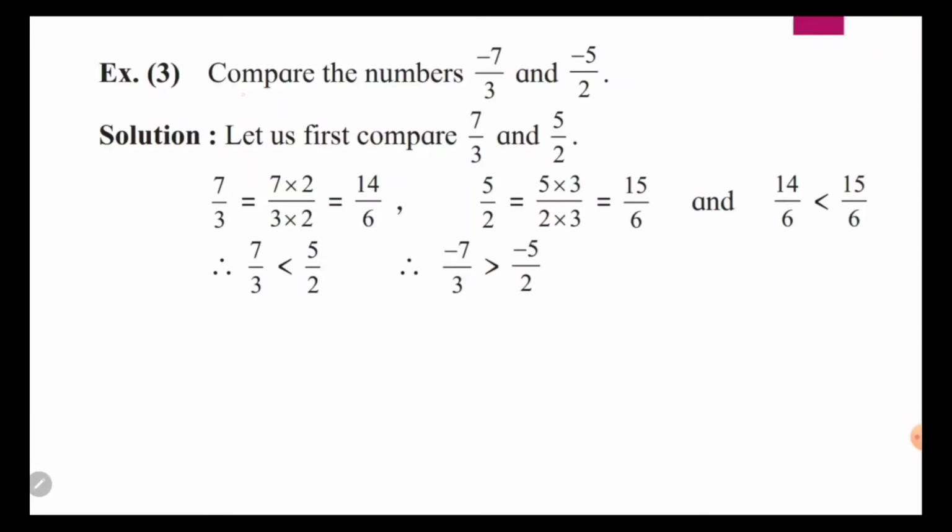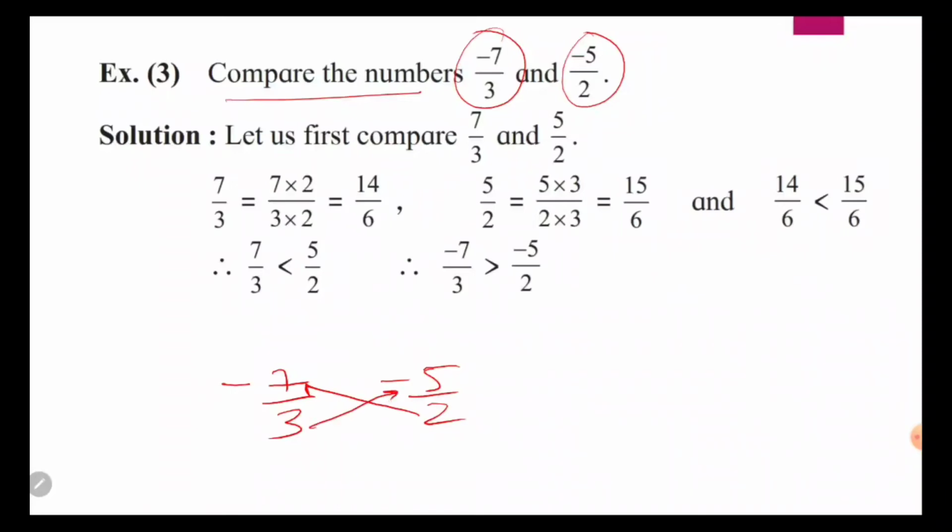Next is to compare the numbers -7/3 and -5/2. अब पिछले एग्जाम्पल में तो our denominators were equal, but यहाँ पर equal नहीं है. So what will we do? First we will make the denominators equal. Again I'll be showing you how. यहाँ पे -7/3 है, -5/2 है. You will be cross multiplying. Okay, so -7 will be multiplied by 2 and -5 will be multiplied by 3.